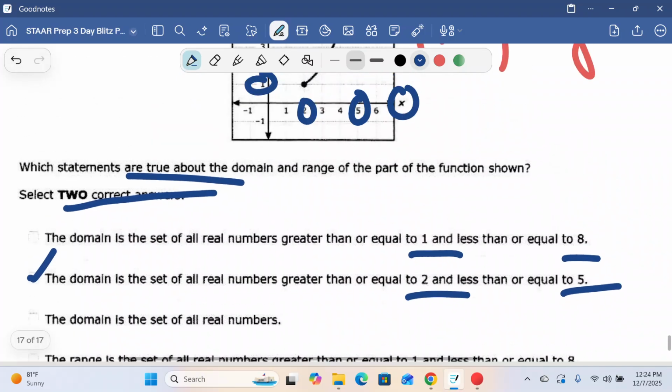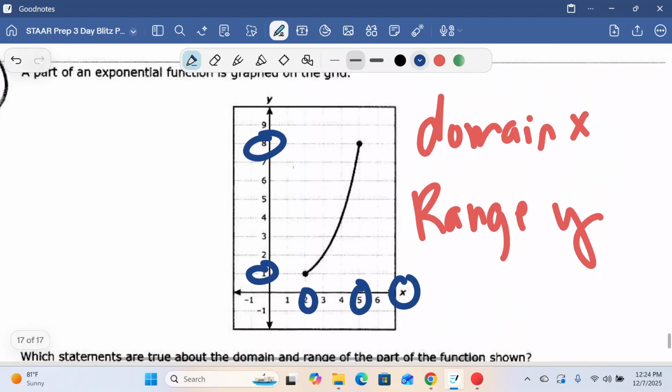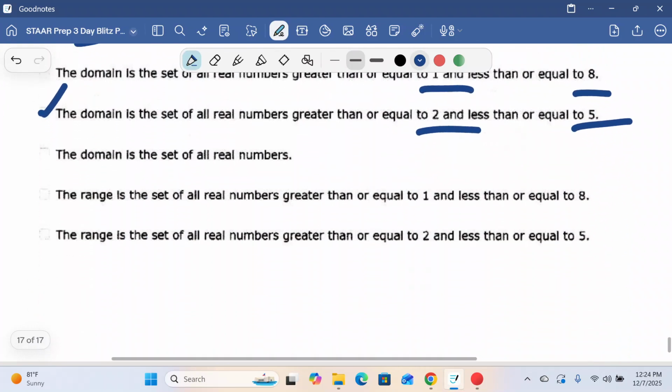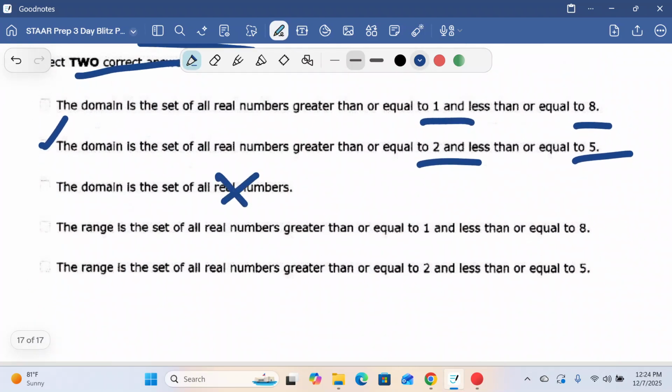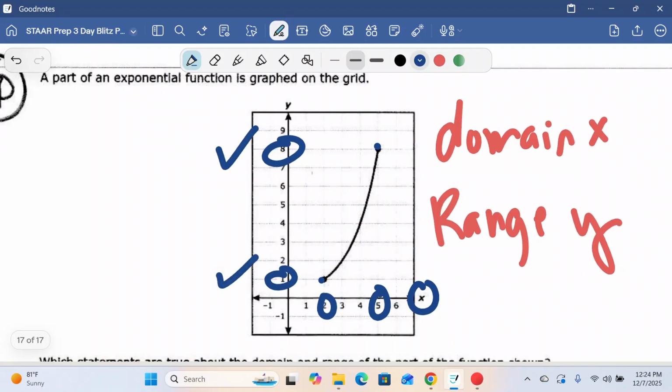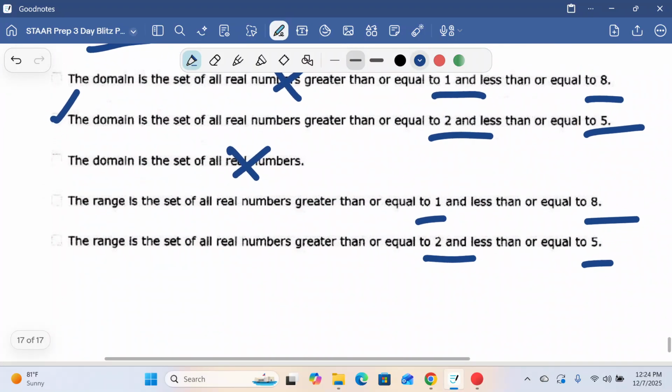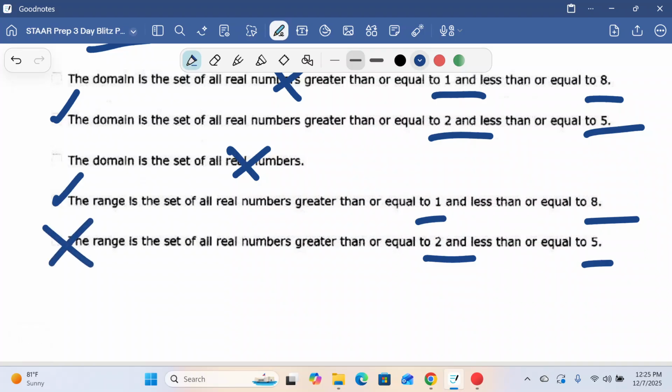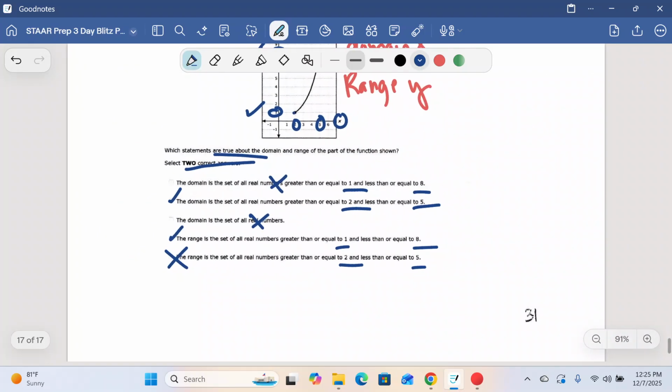Is my domain the set of all real numbers? That is incorrect because my domain has a stopping point. If it had arrows, then it would be all real numbers. So this one is wrong. This one is wrong. Now I look at my range. My range is 1 to 8 or 2 to 5. I look at my range, and my range is actually 1 to 8. This one would be wrong. So the only answer choices will be the first one, number 2, and number 4.